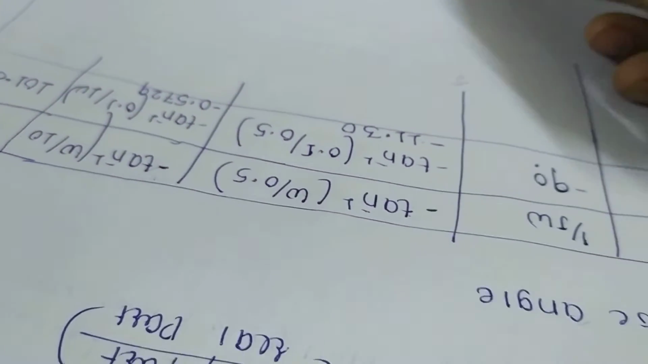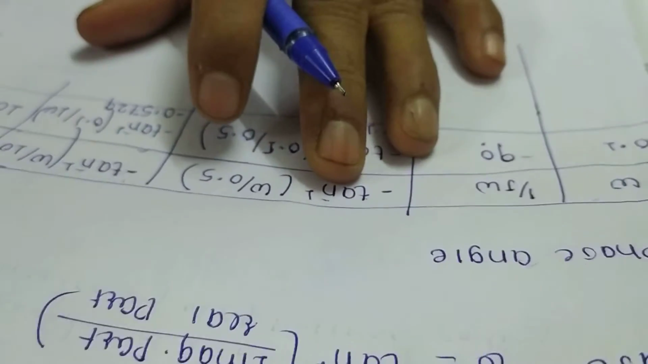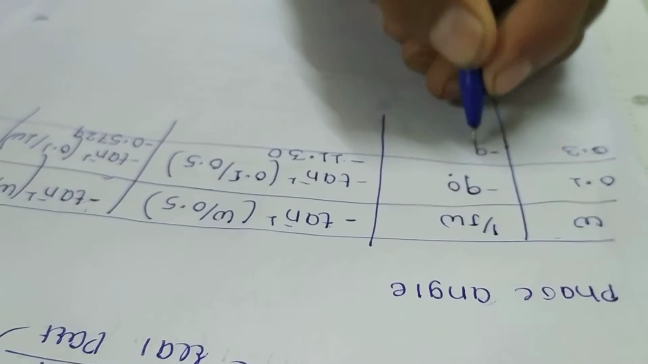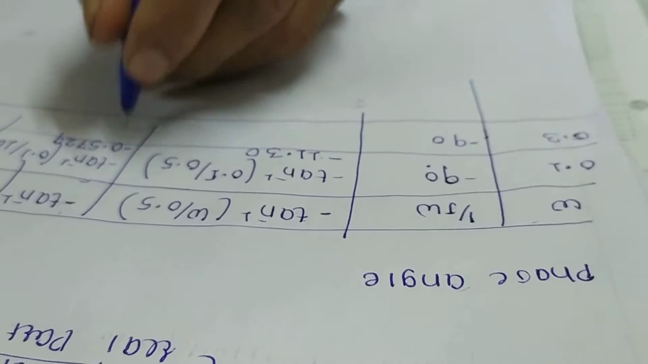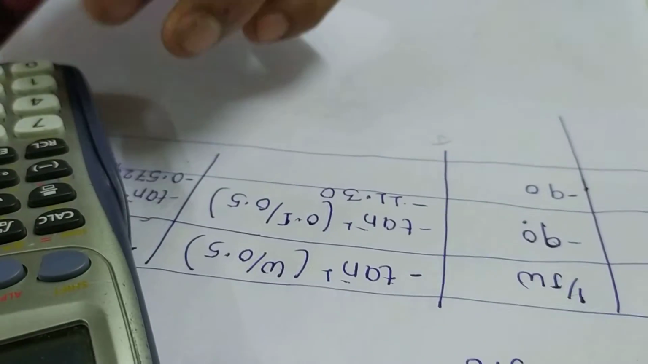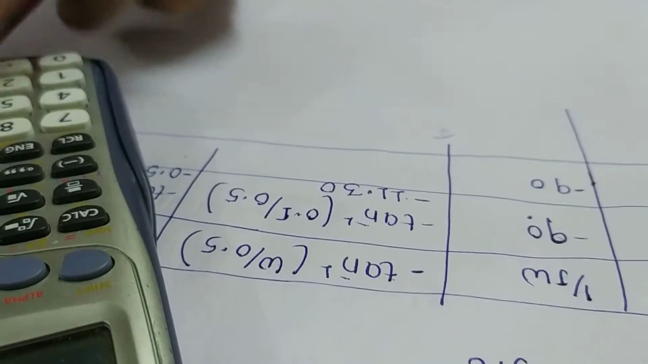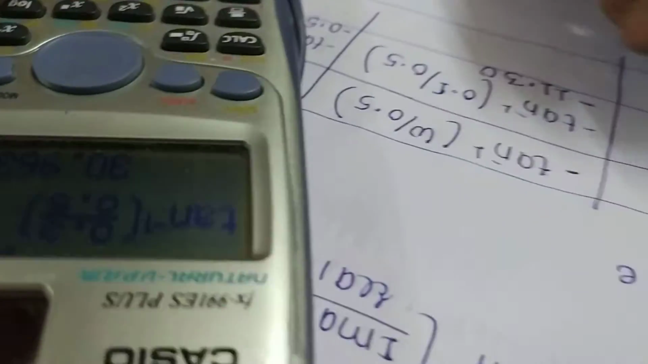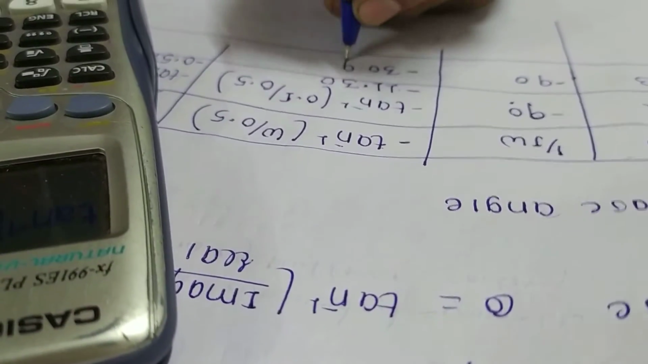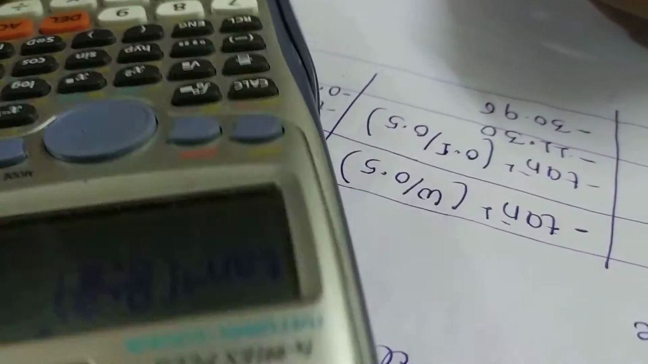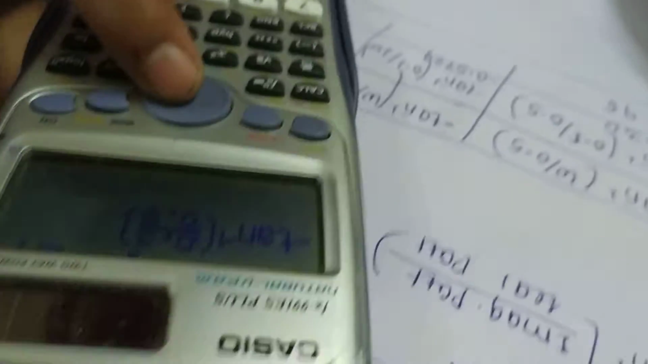My second value, suppose I take 0.3 as my second value. It is minus 90 degrees. Again take the value of tan inverse. How much? It is 0.3 by 0.5. I'm getting minus 30.96. Just change the value.